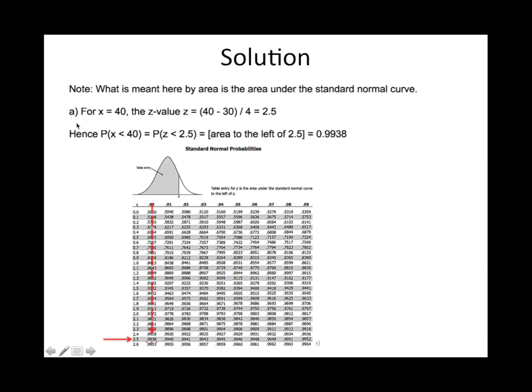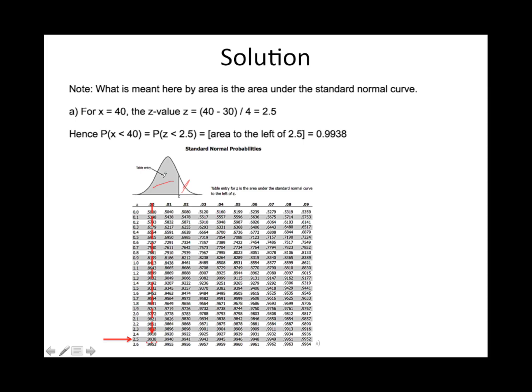So for part A, what is meant here by the area is the area under the standard normal curve. For part A, x is equal to 40, calculate the z value, you get 2.5. So the probability of x less than 40 is equal to the probability of z less than 2.5, which is the area to the left of 2.5. According to this graph, if you enter 2.5, it gives you the area here.